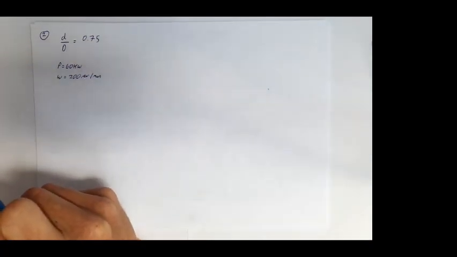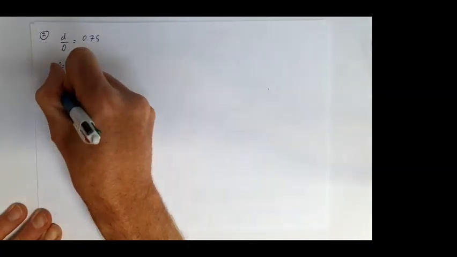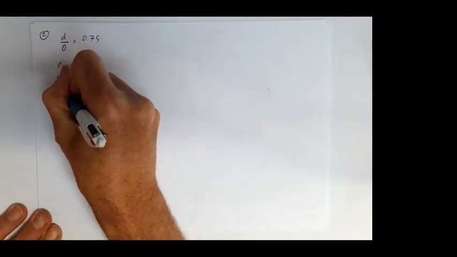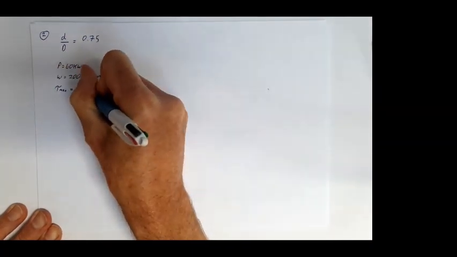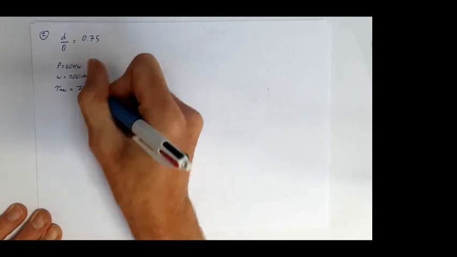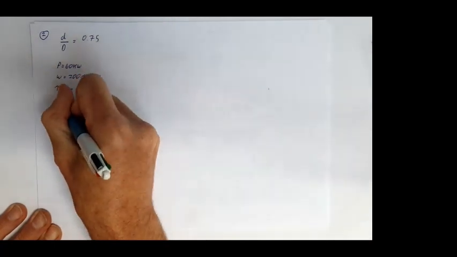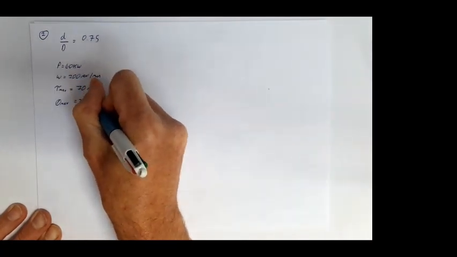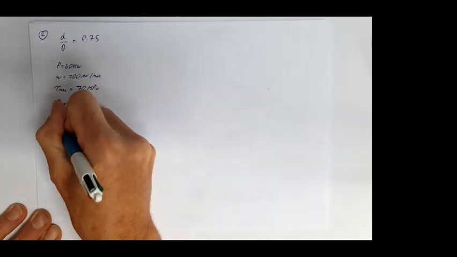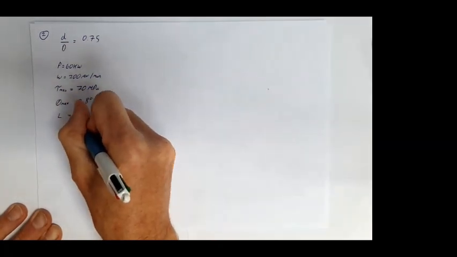And we're told a couple of conditions. We want to limit the maximum shear stress in the shaft to 70 megapascals. So the maximum shear stress we want to see is 70 megapascals. And the maximum angle of twist is 3.8 degrees over a length of 4 meters.